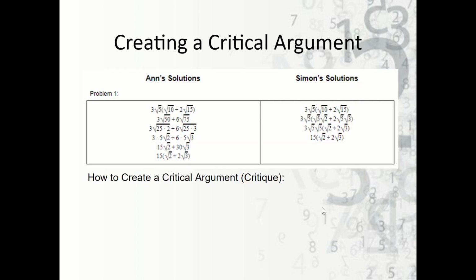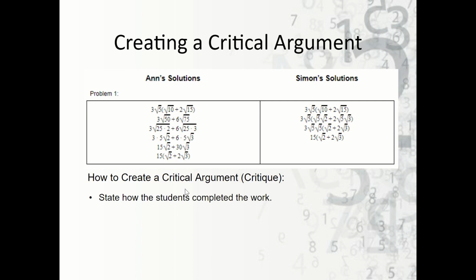Now, how do we make a critical argument? In this assignment today, we're going to be looking at two different people's solutions to problems, and we're going to critique and decide who did it best. First of all, did they do it correctly, and which way would have been the most efficient way to do it? So, how to critique a critical argument?